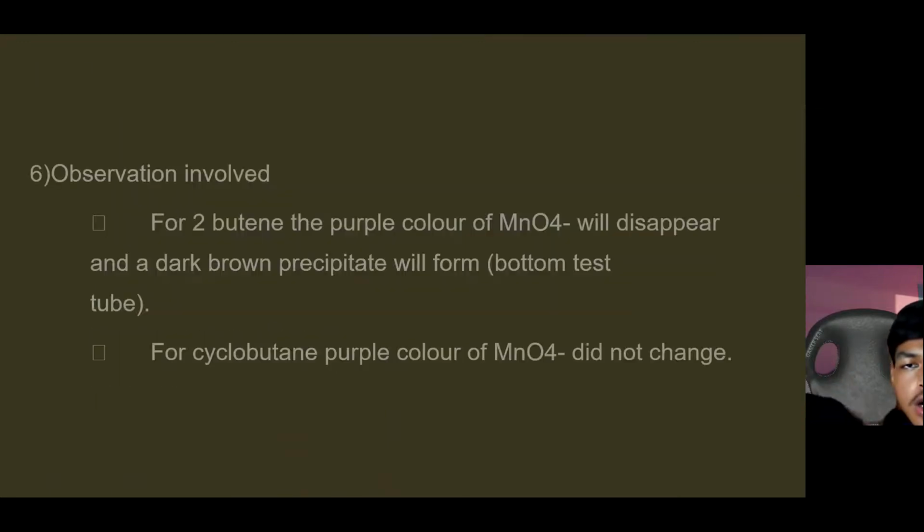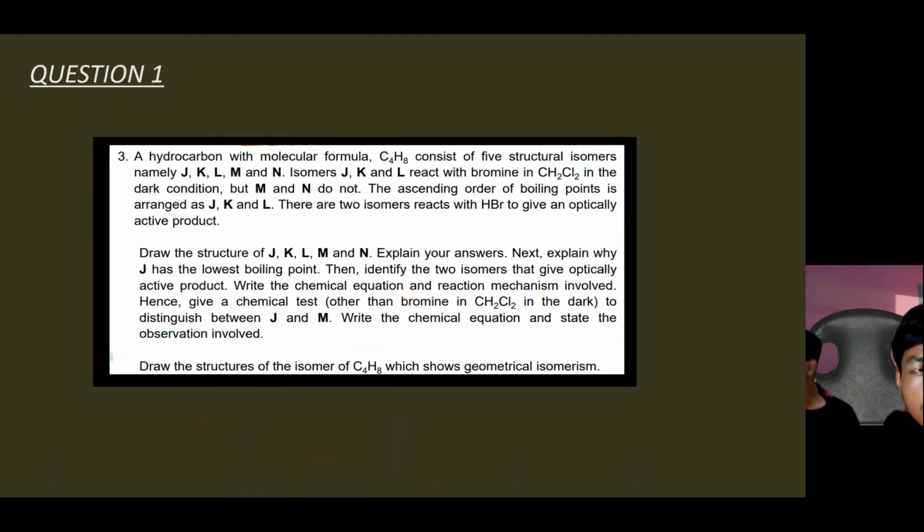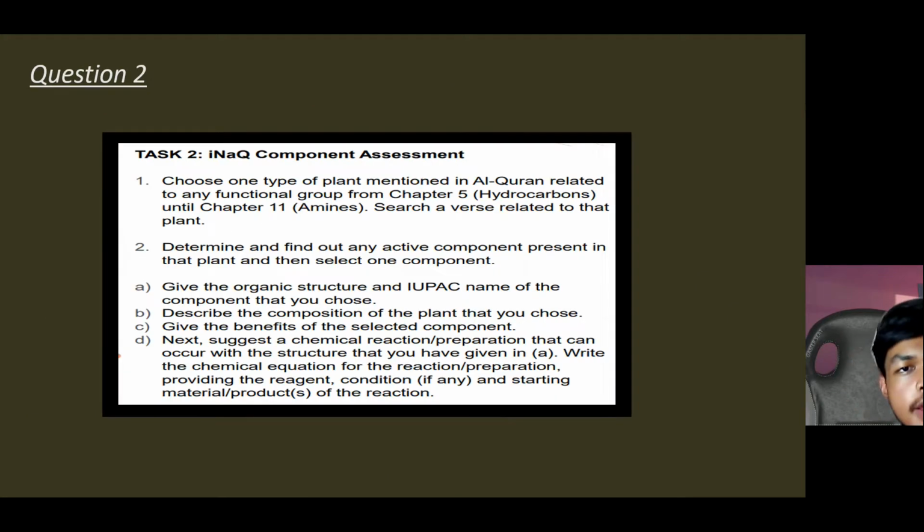Okay, next we go to question 2, the INAQ component assessment. For question 1, choose one type of plant mentioned in Al-Quran related to any functional group from chapter 5, which is hydrocarbons, until chapter 11, which is amines. Search a verse related to that plant. For the second question, determine and find out any active component present in that plant, and then select one component.